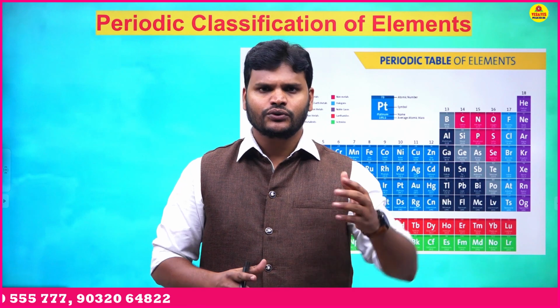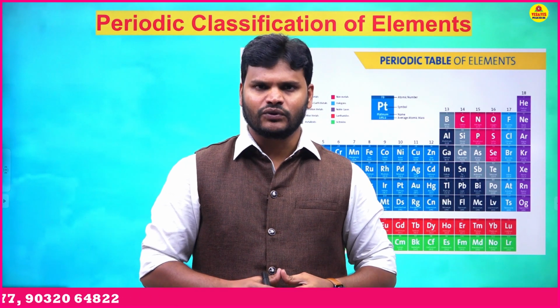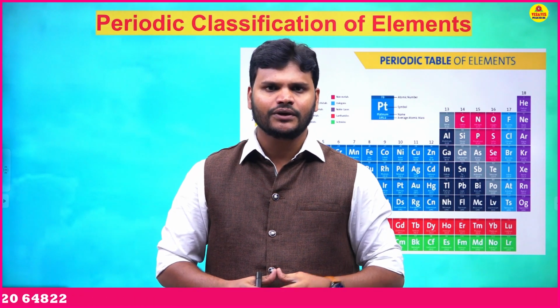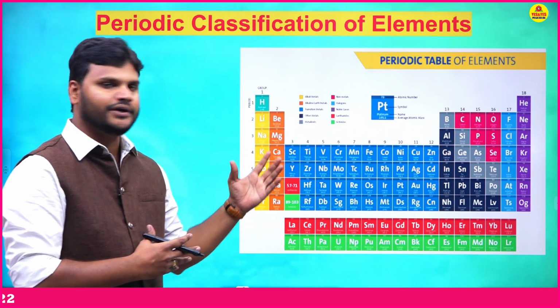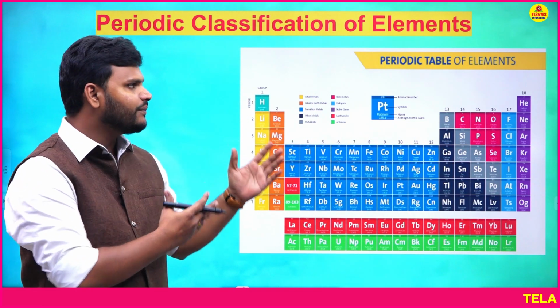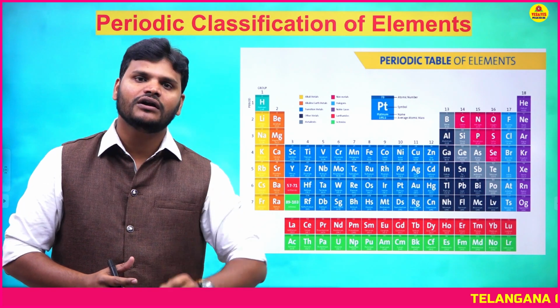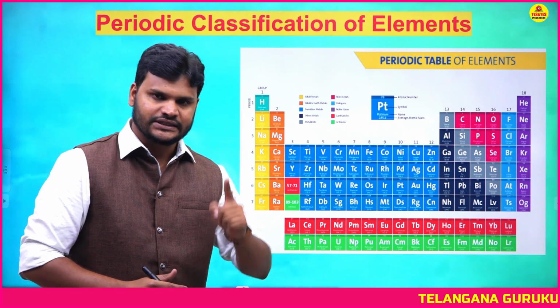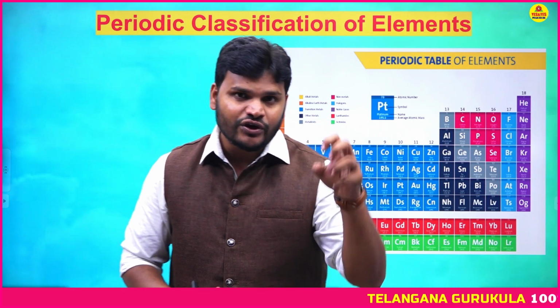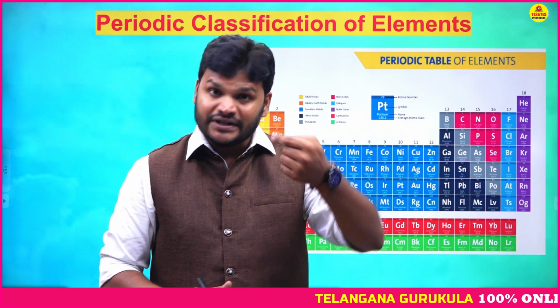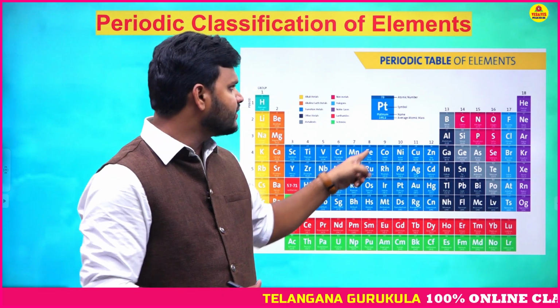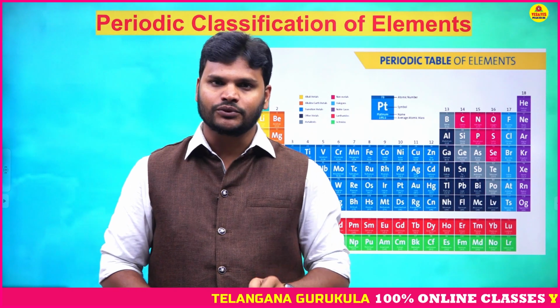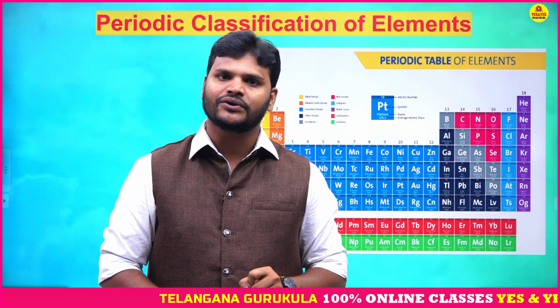So actually, the history of the periodic table. Once we need to study the history of the periodic table, but actually this is the modern periodic table. This is also called the Moseley periodic table. This is an important point. At present, which periodic table are we studying? We are studying this one. This is called the modern periodic table. This is also called the Moseley periodic table.